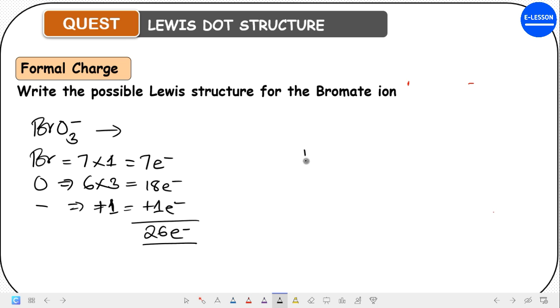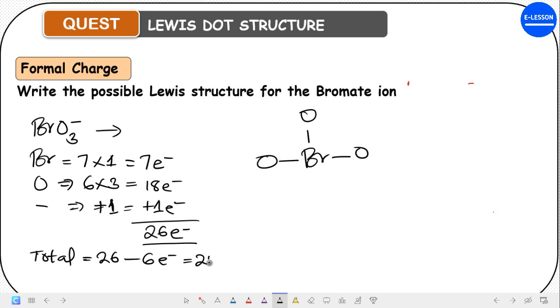Now for the bromate ion, the structure will be Br with oxygens around it. This is the skeletal structure. What we are to do next is subtract the electrons used in the bonds from the total. The bonds are 1, 2, 3, which is 3 times 2, because each bond is 2 electrons. 3 times 2 is 6. So the total is 26. The 3 bonds total 6 electrons. So 26 minus 6 is 20 electrons. So it means we have 20 electrons remaining.